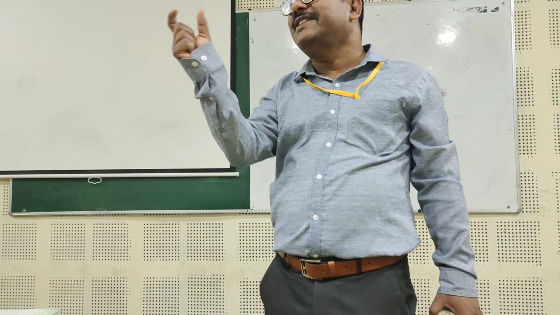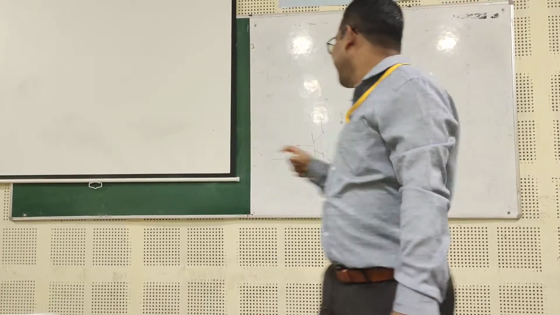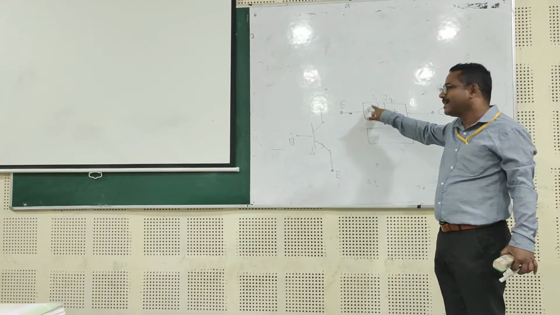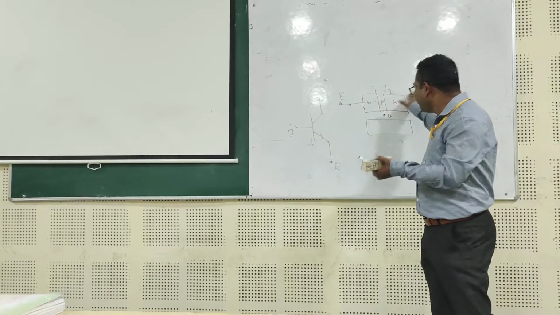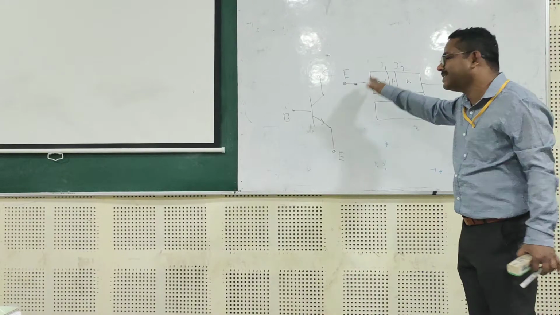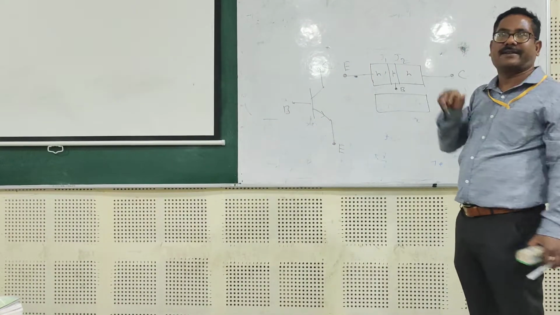The base is a very thin layer, thin and lightly doped. This region, the emitter, is heavily doped because it emits the electrons. It basically pushes the majority charge carriers to the collector.